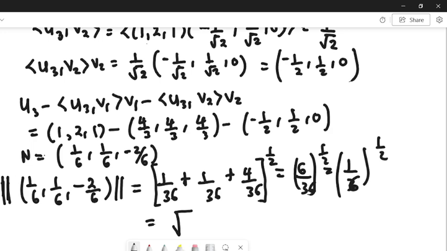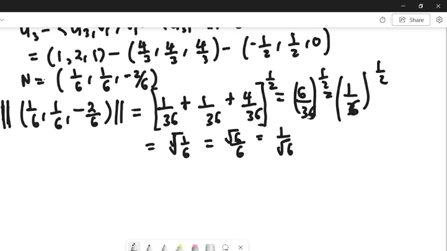So we're going to rewrite this. This is the same as root 1 over 6, which is the same as root 6 over 6. We can also say it is the same as 1 over root 6. Either way, you choose.